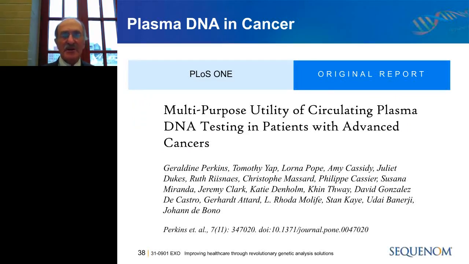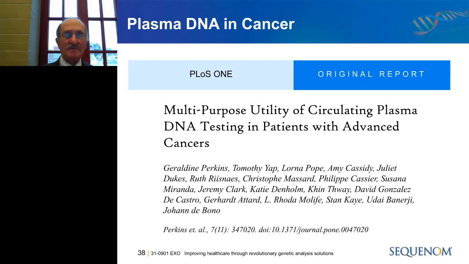Next, I want to show you results from Johan de Bono's laboratory in London. These results did not use the SABER tool. They just used conventional DNA mass spectrometry. So their sensitivity is less, 5 or 10%. But it's a much bigger study.